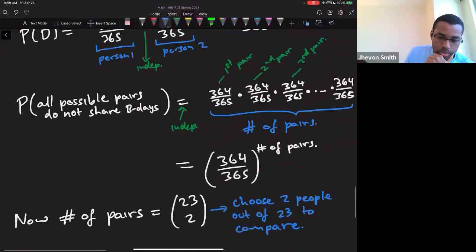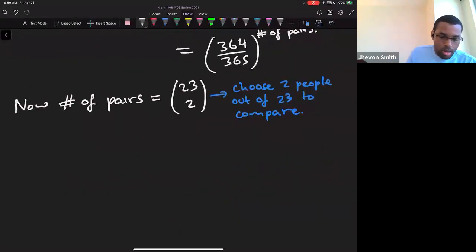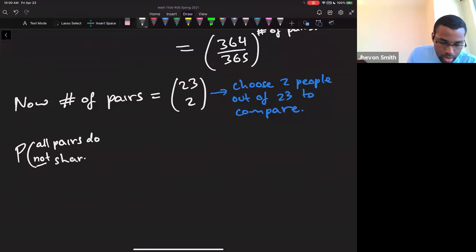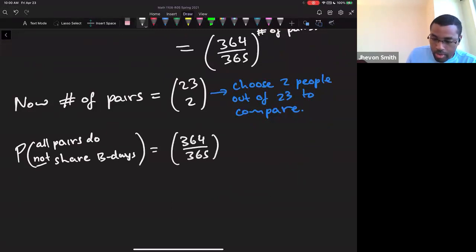So the probability that all pairs do not share birthdays is going to be 364 over 365 to the 23 choose two.